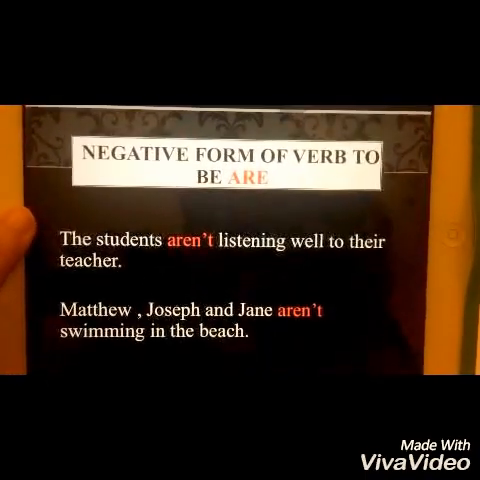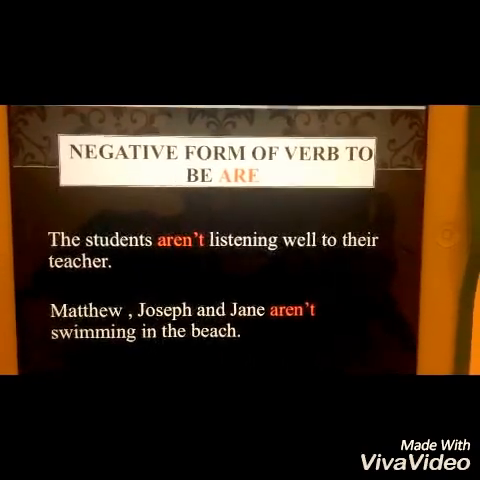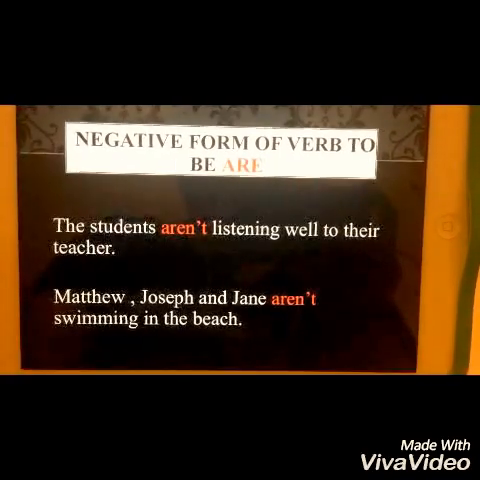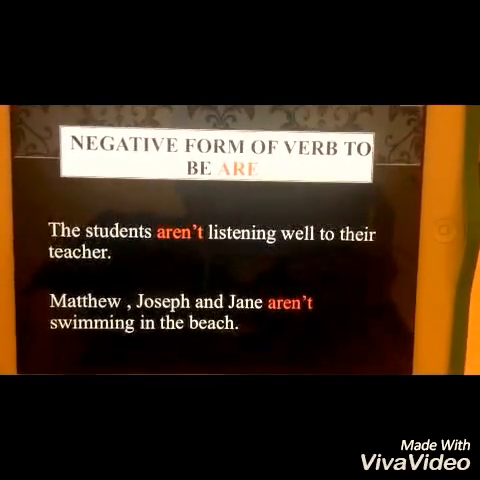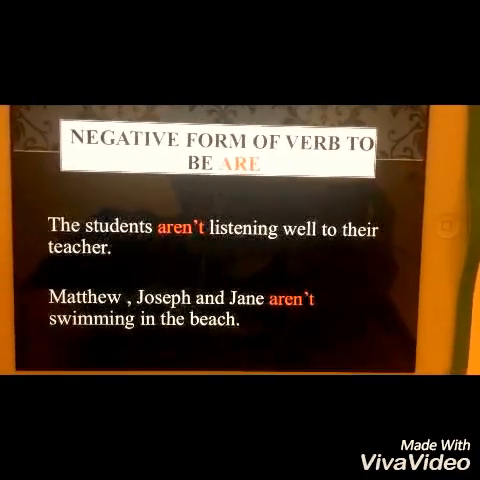Now, let's go and find out how we will form the negative form of verb to be are. It's very easy. All you need to do is just use are not, or you can use the shortcut for it, aren't.